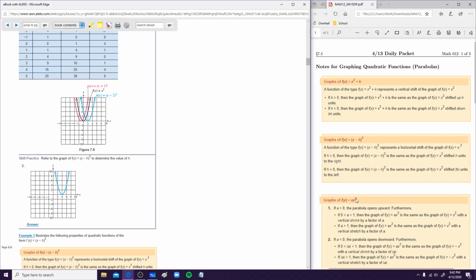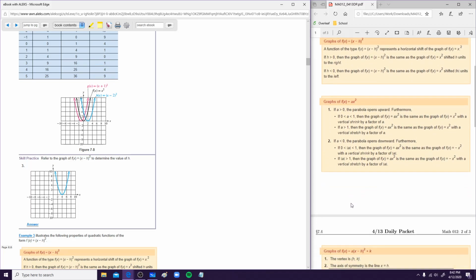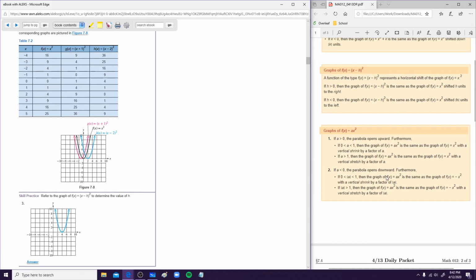Right? So one more thing, and then we'll talk about the general version. So we're going to talk about graphs that look like a times x squared. What this is talking about is either stretching or shrinking f of x. There are tricks for this one, but for me, I'm actually not comfortable when it comes to stretching and shrinking.